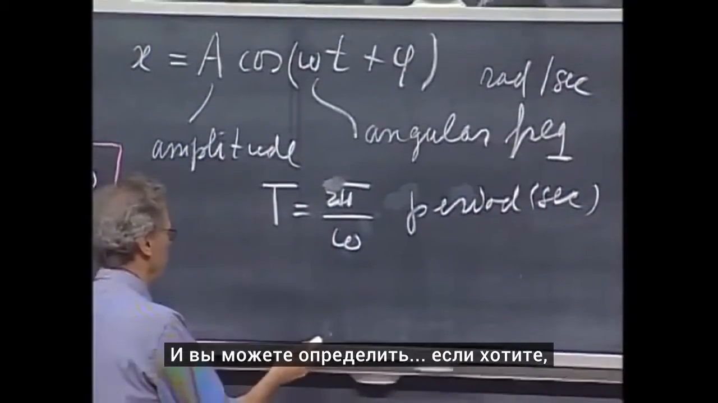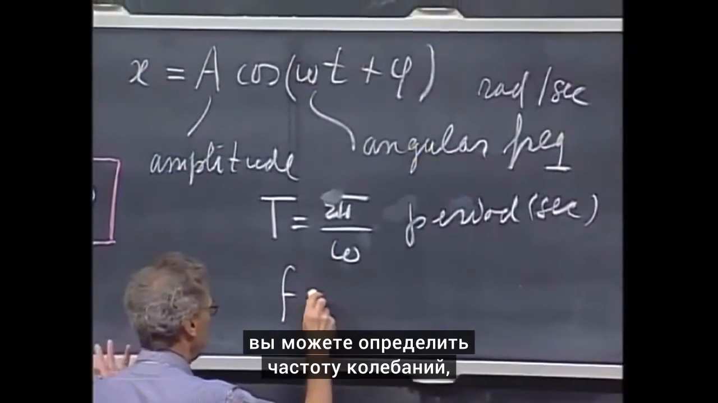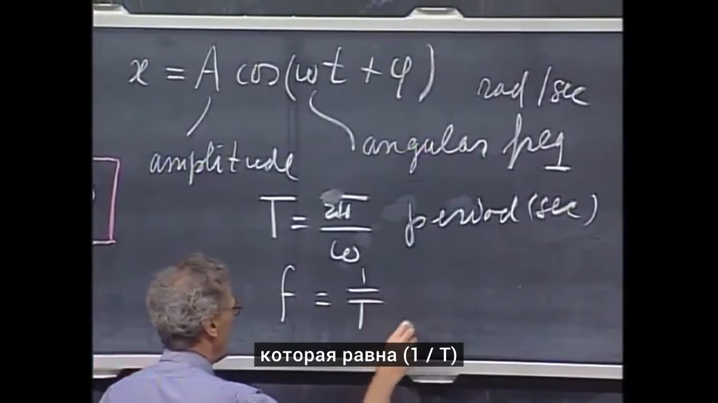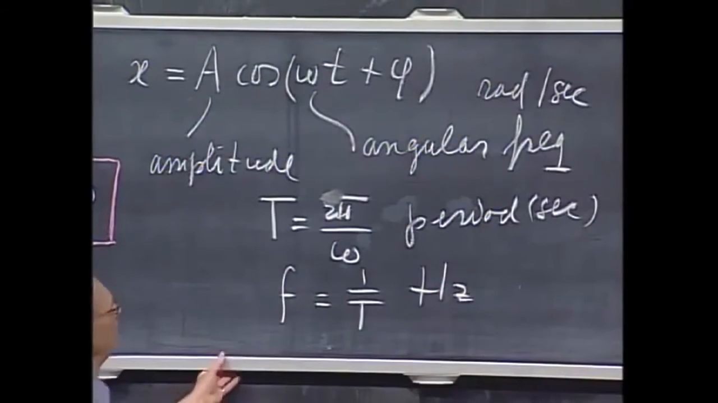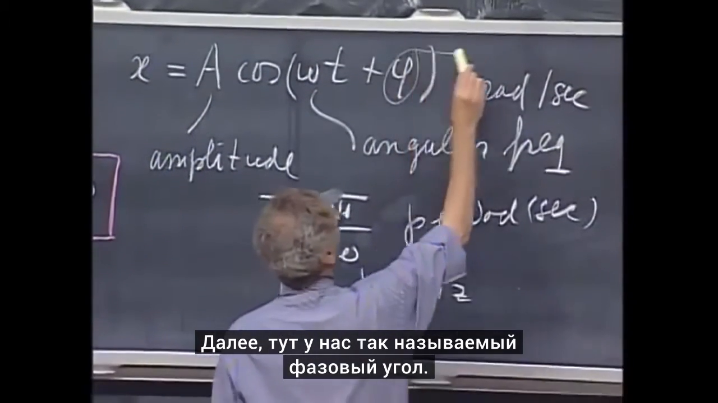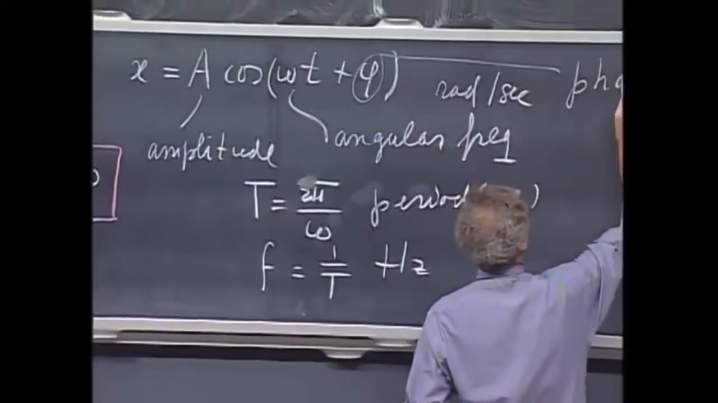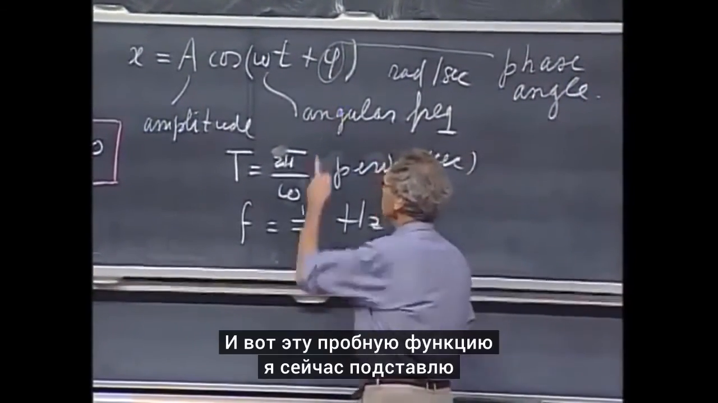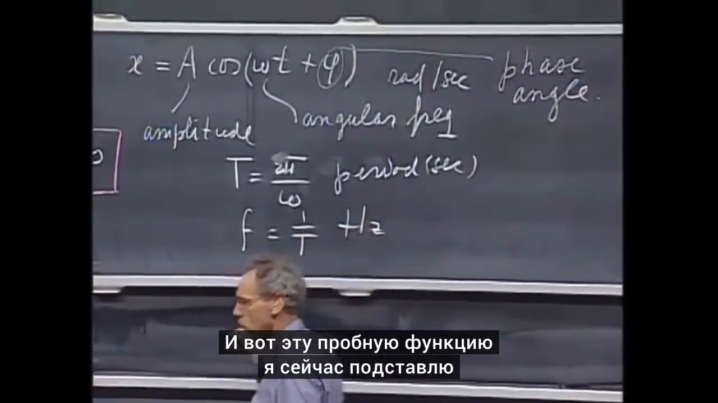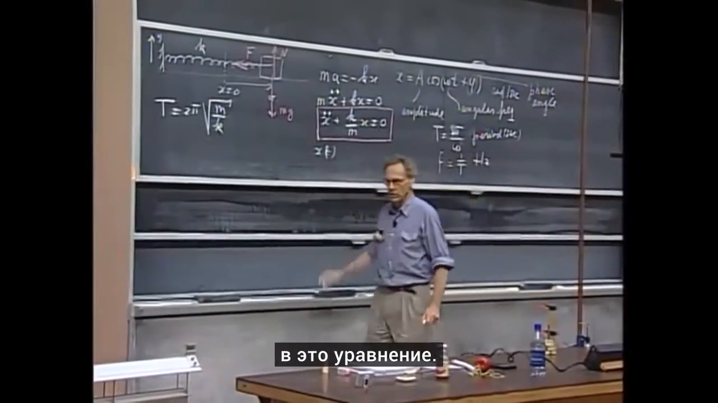And you can define the frequency of the oscillations, which is 1 over T, which we express always in terms of hertz. And then here we have what we call the phase angle, and I will return to that. That's in radians. And this trial function, I'm going to substitute now into this equation.